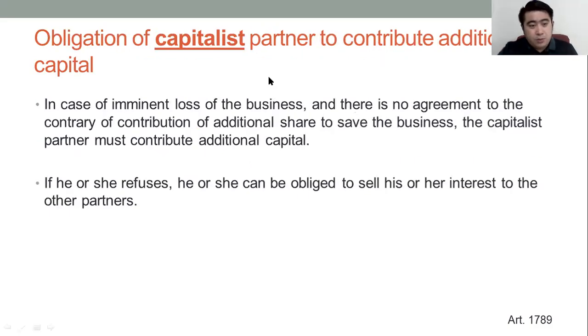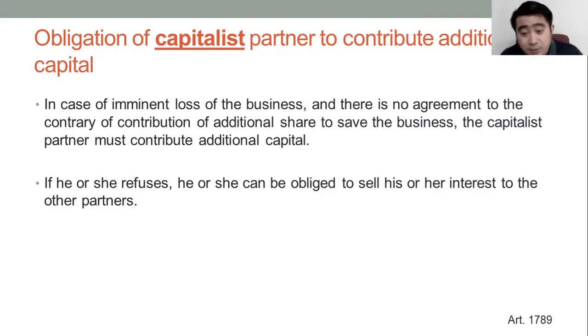When is there an obligation of a capitalist partner to contribute additional capital? In case of imminent loss of the business, and there is no agreement to the contrary, of contribution of additional share to save the business, the capitalist partner must contribute additional capital. So paano, class? Let's say nalulugi yung business and the only way to save it is to contribute additional capital. Ano mangyayari doon?